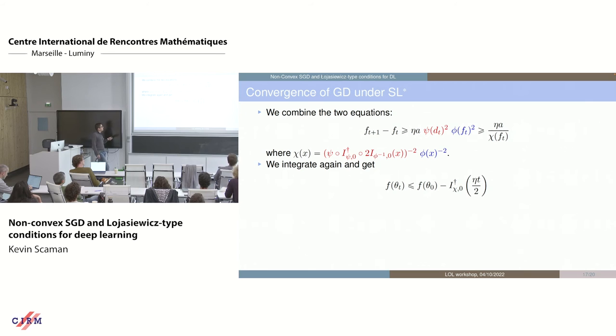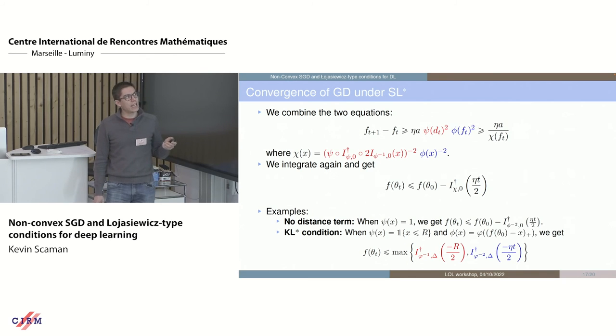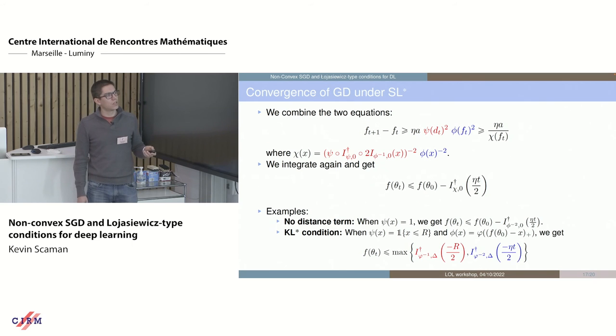Okay, so we integrate this, we get an upper bound on the iterates. Well, you can check that in simple cases, when psi is equal to 1, chi is going to be equal to 1 over phi squared. So you can recover the exponential convergence rate in the PL setting, and in the KL setting, where phi is linear, you will have a convergence rate in 1 over t. And the KL star condition can be obtained.